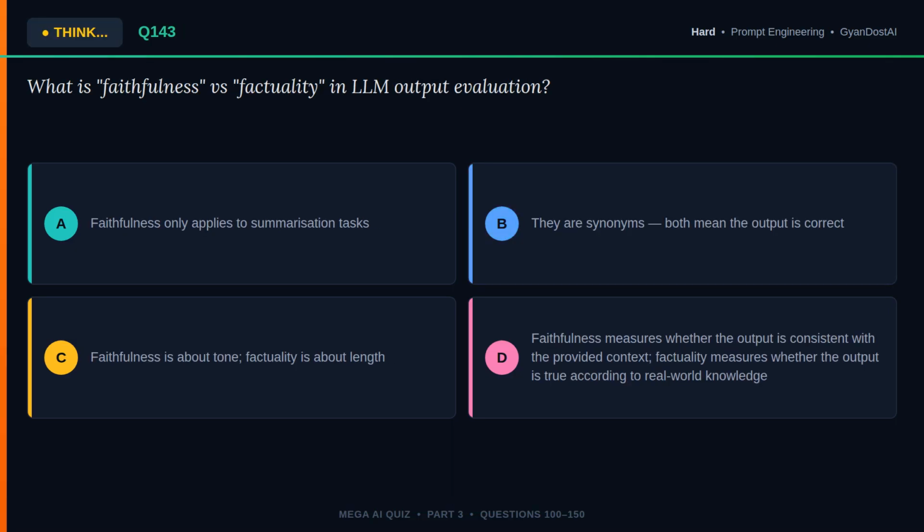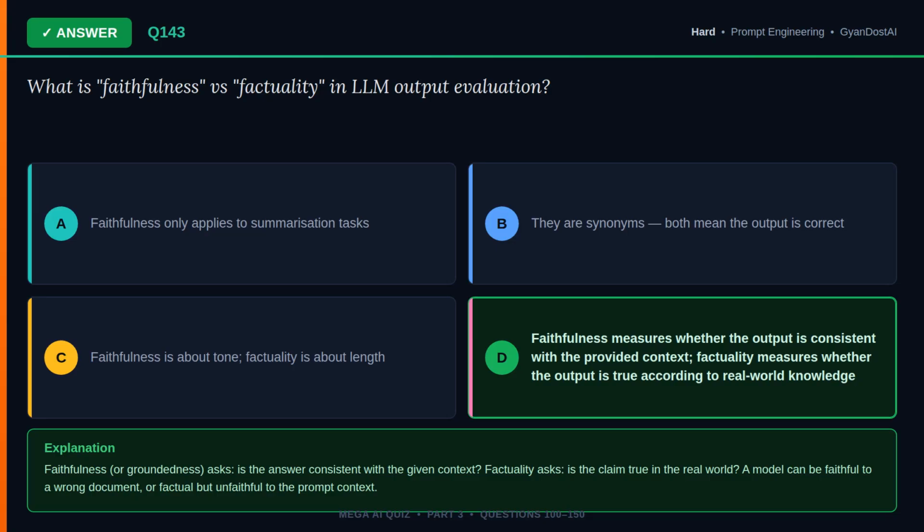Question 143. What is faithfulness vs factuality in LLM output evaluation? Option A. Faithfulness only applies to summarization tasks. Option B. They are synonyms, both mean the output is correct. Option C. Faithfulness is about tone. Factuality is about length. Option D. Faithfulness measures whether the output is consistent with the provided context. Factuality measures whether the output is true according to real-world knowledge.